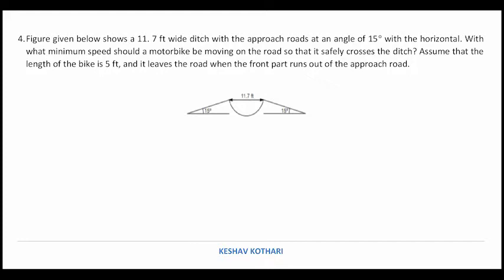So basically, if I consider a bike over here, something like this, then in order to make a successful landing over here, the rear wheel must land at this place. So if the rear wheel is landing at this place, I can say that the total range must be greater than 11.7 feet, and we are adding the length of the bike to it to make the landing successful. So we are getting the range equivalent to 16.7 feet.